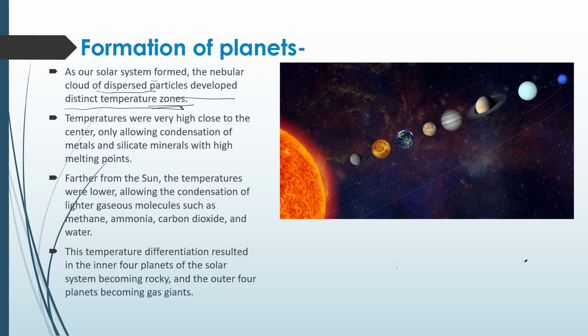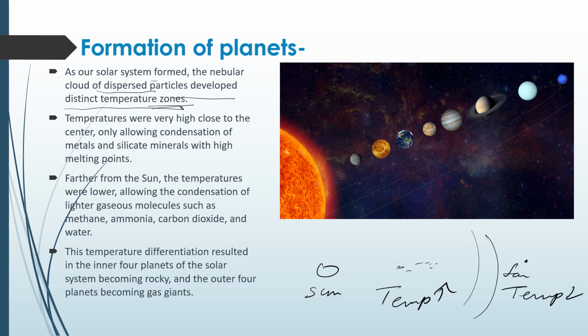The materials which are far away from the sun, this is the sun, this is the inward part, the temperature is more here and the temperature is less in the outer part. The more we move outside, far away from the sun, the temperature gets lower. So the temperature was very high close to the center, only allowing condensation of metals and silicates with high melting point. So here in the inner part, close to the sun, there are metals and silicate materials.